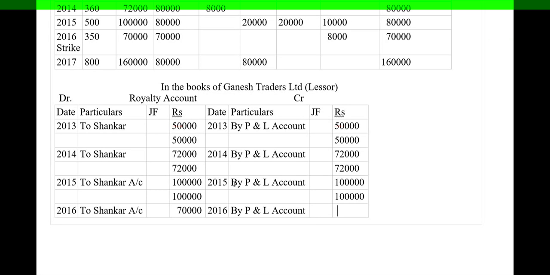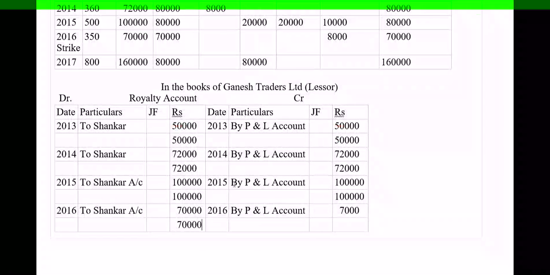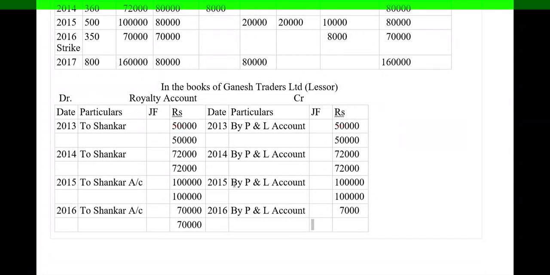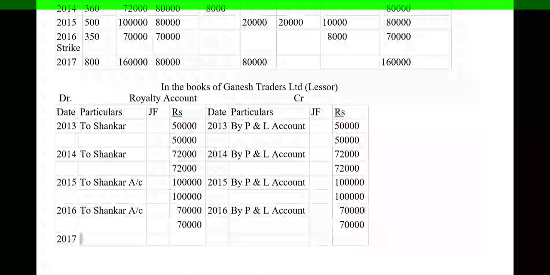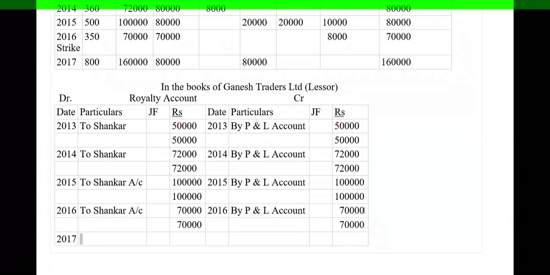So 70,000. So now let me take the total here. 70,000. Here it is typed as 7,000. Let me mark here. So 70,000. Then 2017, when the royalty is payable, royalty account debit to Shankar's account.